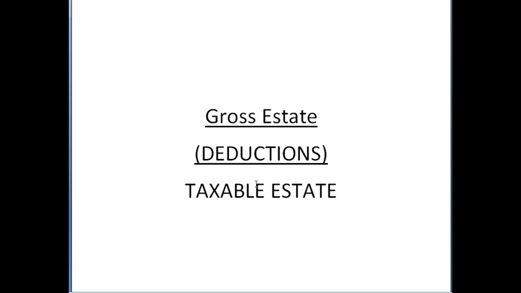The value of the gross estate shall include the value of all property to the extent of the interest therein of the decedent at the time of his death. So what does this mean? It means that property that is subject to the decedent's testamentary power of disposition, basically property I can give away in my will, are included.